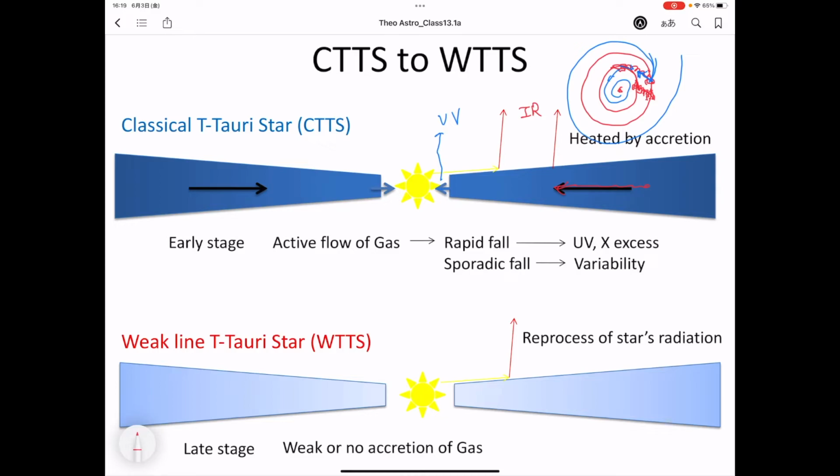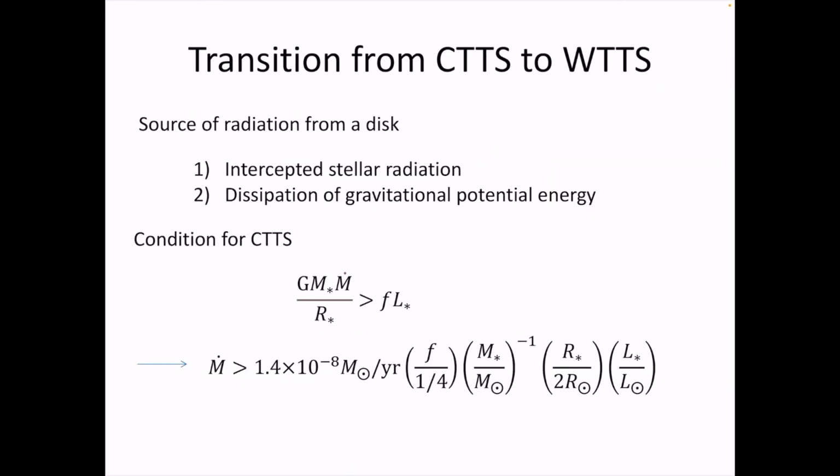Gas in a disk is heated by the light from central stars. Then, through the process of the star's radiation, the disk emits light. Due to this process, we can observe the IR excess of the weak line T-Tauri stars. So we'd like to find out the transition from the CTTS to the WTTS. We could consider the two sources of the radiation from a disk.